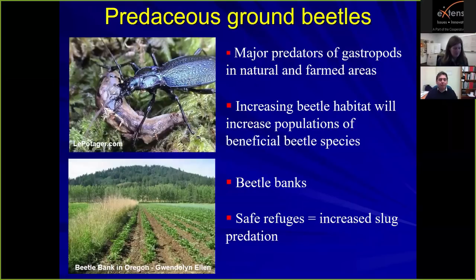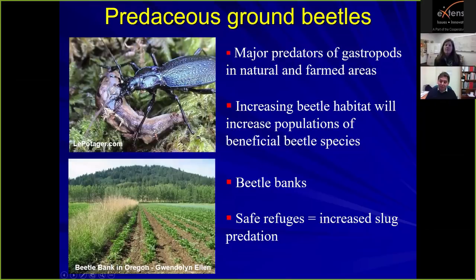Before finishing up, I do want to talk to you briefly about another group of invertebrates that I have a lot of interest in. And they also do attack and kill slugs. They're called ground beetles, and there are some species that are major predators of slugs in agricultural systems. So providing suitable habitat for these insects should increase their populations, which in turn should reduce slug populations, and in turn, we should have less damage.